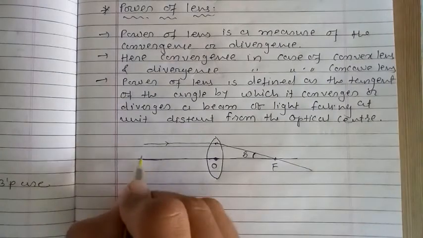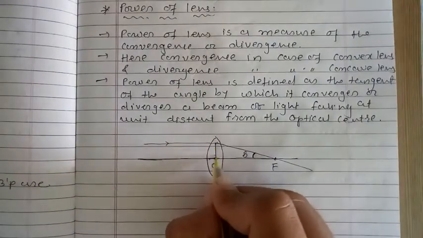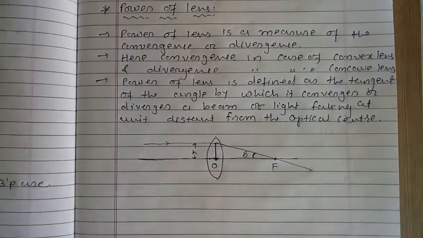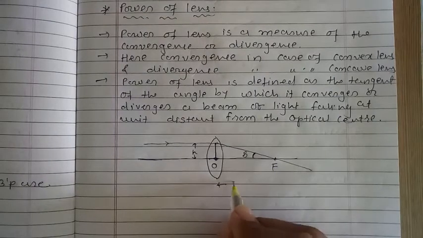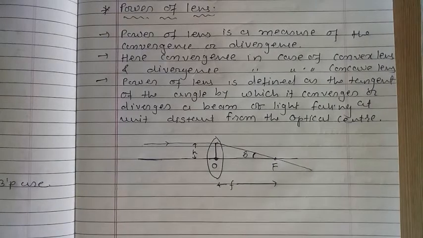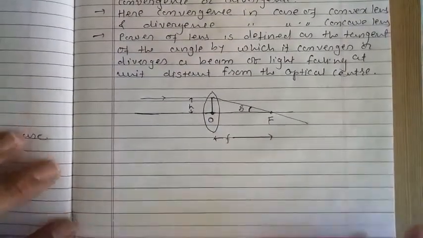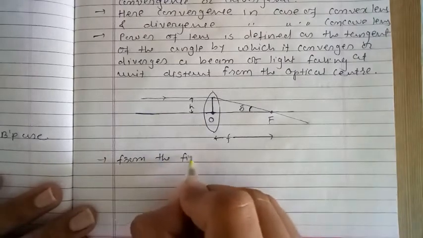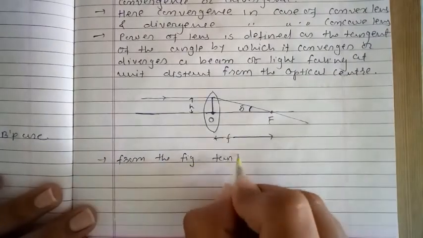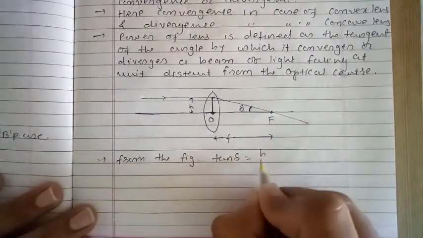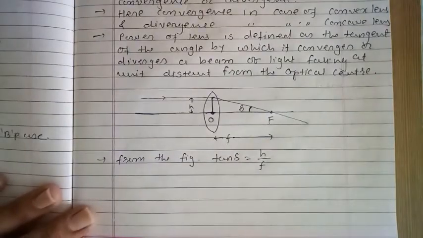So here there is some object. So this is also our object height, right? So we can take this as our object height h, from the optical center to the principal focal length. Now friends, we have to take a tangent. So we can say that from the figure, tan delta is equal to opposite side upon adjacent side, so opposite side h upon f, right?